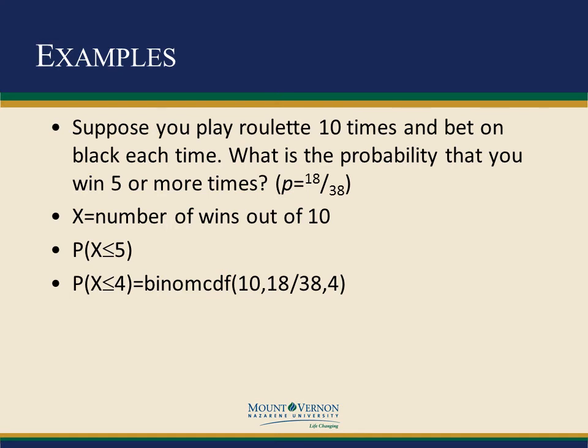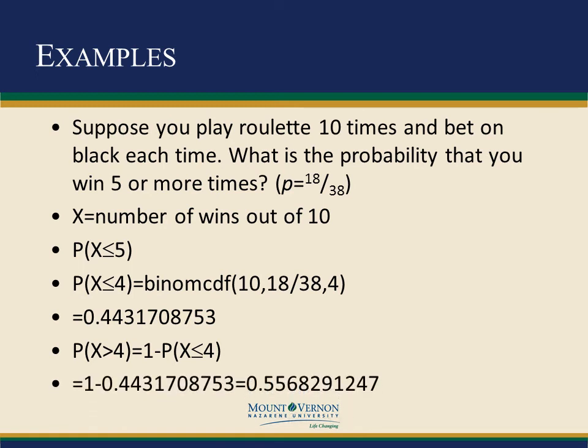I'll type binomcdf(10, 18/38, 4) into my calculator. And the number I get is 0.4431, and so on. Subtract that number from 1 to get the probability that x is greater than 4, which would be 5 or more. And that probability ends up being 0.5568.